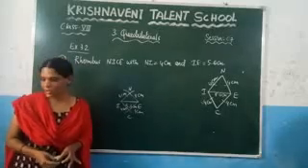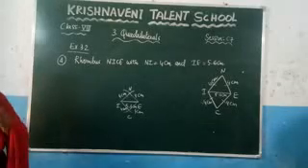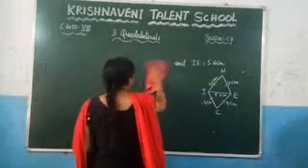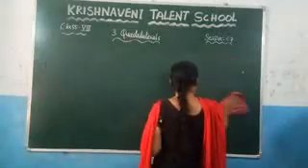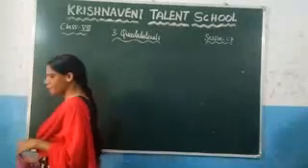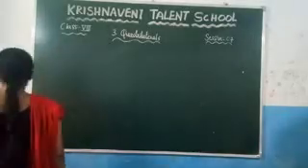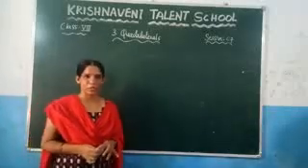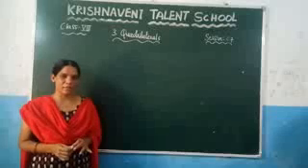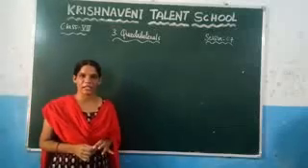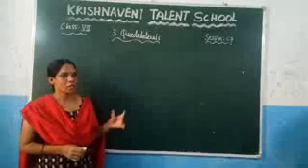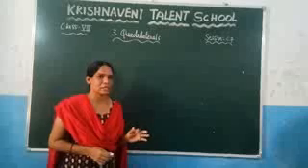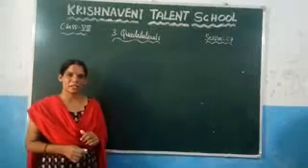In the next exercise, let us see what we are going to learn. So in the first exercise we have learned, if you are given 5 sides, how to construct the quadrilateral. And in the second exercise we have learned, if you are given 4 sides and 1 diagonal, how to construct the quadrilateral. Now in this exercise we are going to learn, if you are given 3 sides and 2 diagonals, how to construct the quadrilateral.